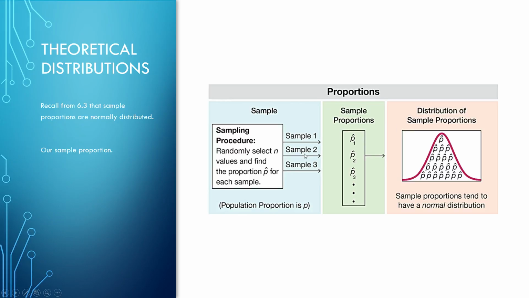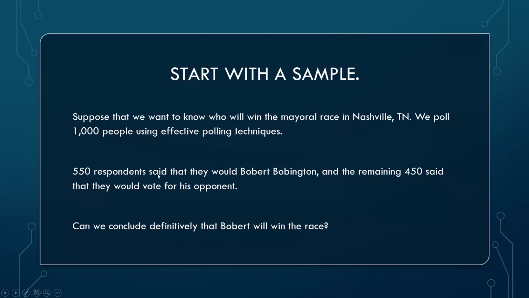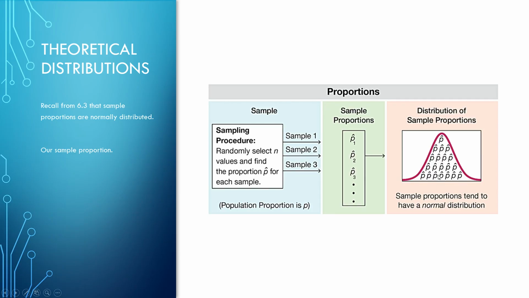So for proportions, right, we had 55% say they'd go for Bobbert and 45 said they'd go for someone else. Our sample proportion is somewhere on this normal curve for all the possible samples that could exist. Now, we only have one. So maybe if we're super lucky, we've got the one that's exactly at the mean. Or maybe we're close, or maybe we're not close at all. Maybe we asked the only 550 people in all of Nashville. But we've got a distribution.